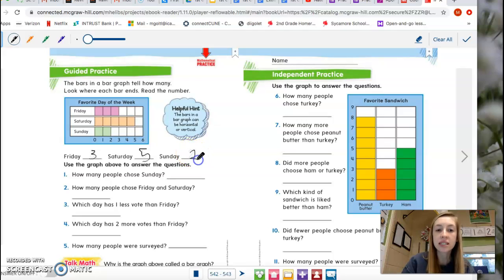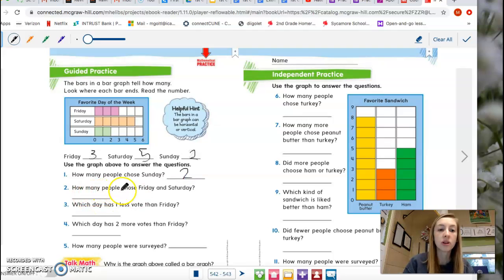Now let's use this data. So we have this information. What will we do with it? It says, how many people chose Sunday? I can go back to the graph and look. How many people did choose Sunday? Write your answer down. You're right, 2 people chose Sunday.